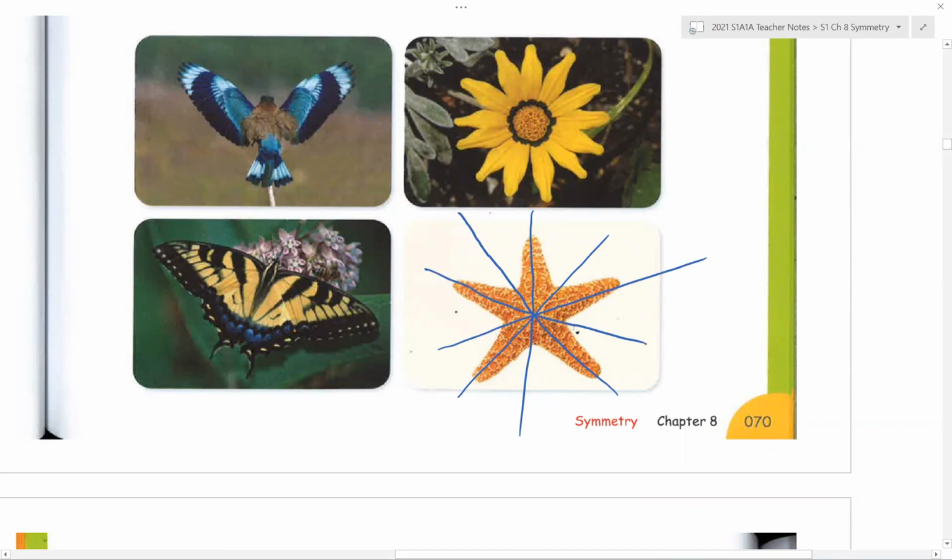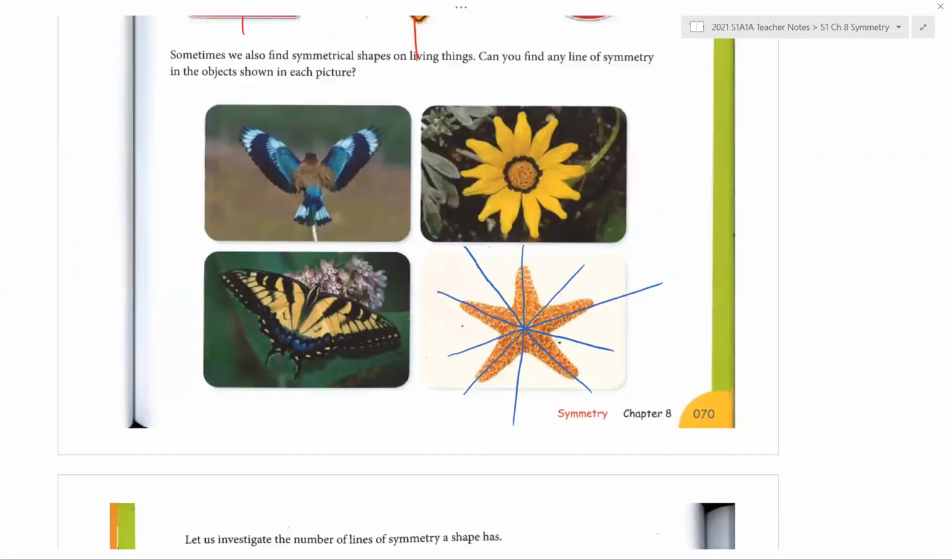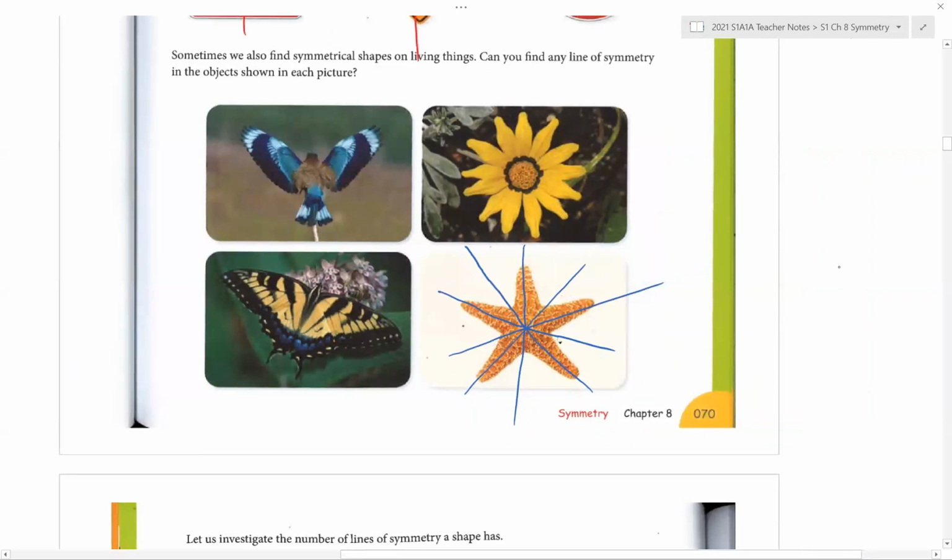Yeah, so if you turn your book 360 degrees, you'll find that there are actually 5 lines. Of course, this starfish is not perfectly symmetrical. But if you draw a perfect star, which I cannot draw a perfect one, you will find that actually there are 5 lines of symmetry. Vertically down, 1, 2, 3, 4, and 5. There are 5.